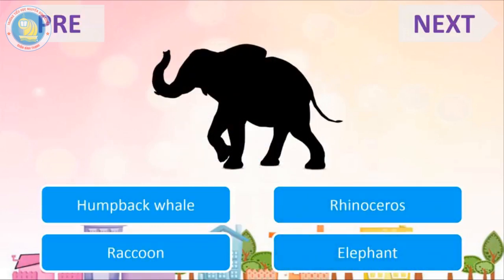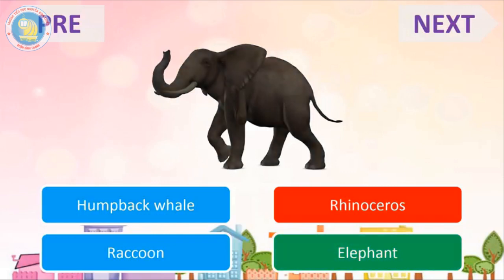Everyone, you look at the shadow, and then you guess. What's this? Rhinoceros. No, sorry. What's this? It's an elephant. Elephant. Okay, everyone, you repeat after me. It's an elephant. Correct.